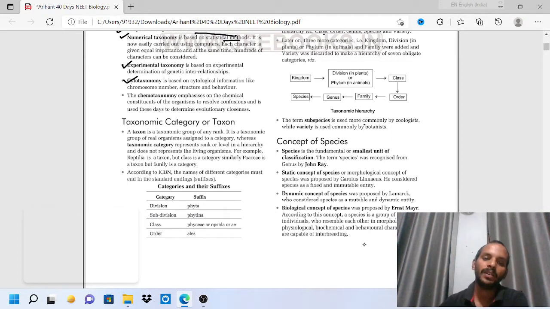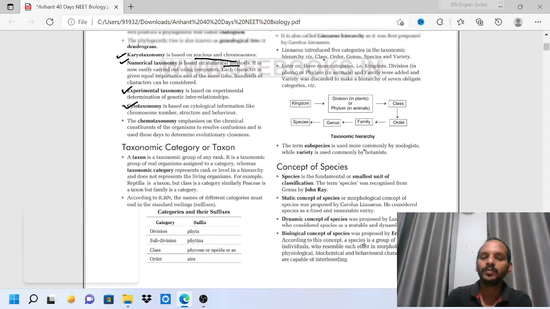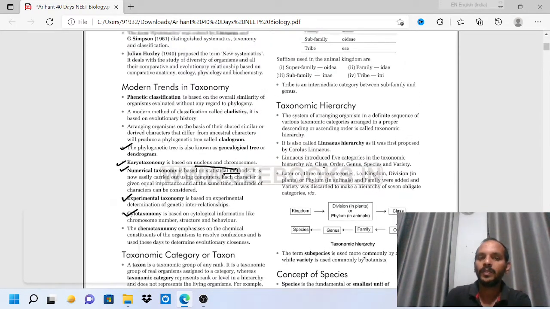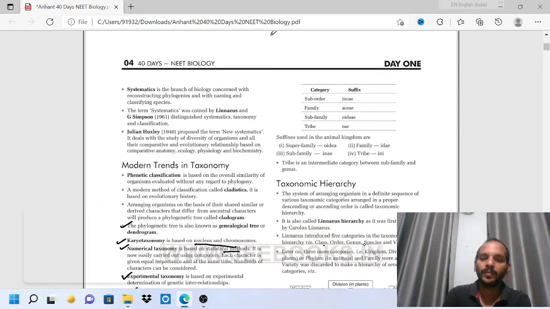According to ICBN, in botany we classify organisms into different categories like division, subdivision, class, order, suborder, family, genus, species. So these are the categories.